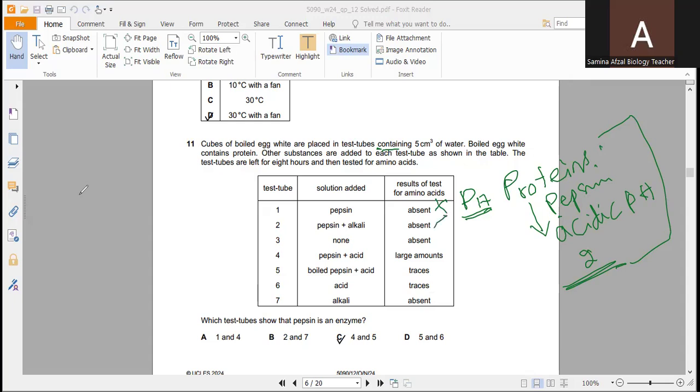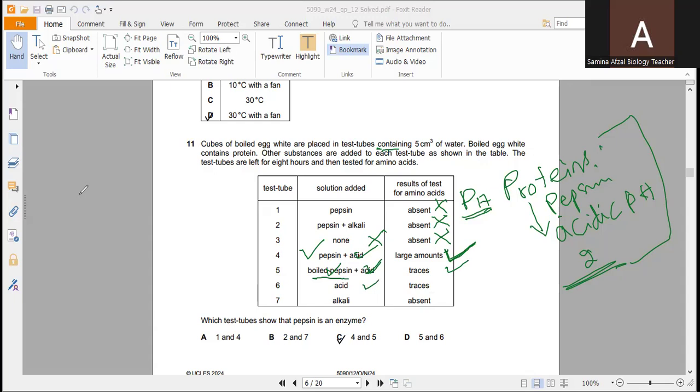Pepsin and alkali, again, pH is not matching. There is no pepsin, so no breakdown of proteins into amino acids. When there is pepsin and acid, it means pH is maintained and the enzyme is also there. So large amounts of amino acids will be available. And then boiled pepsin. Again, acidic conditions are there, but there is boiled pepsin. So traces of amino acids will be there, not a large amount of amino acids.